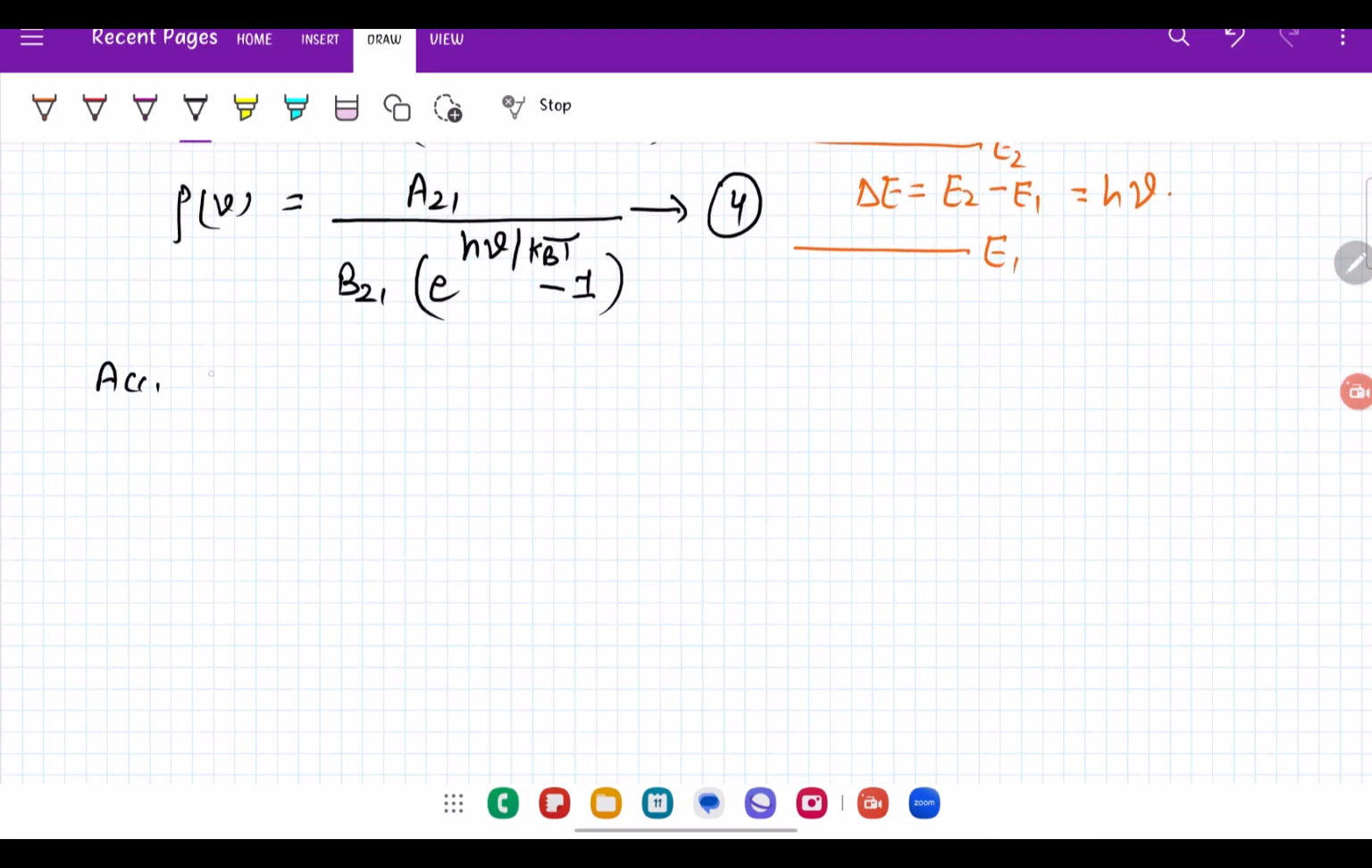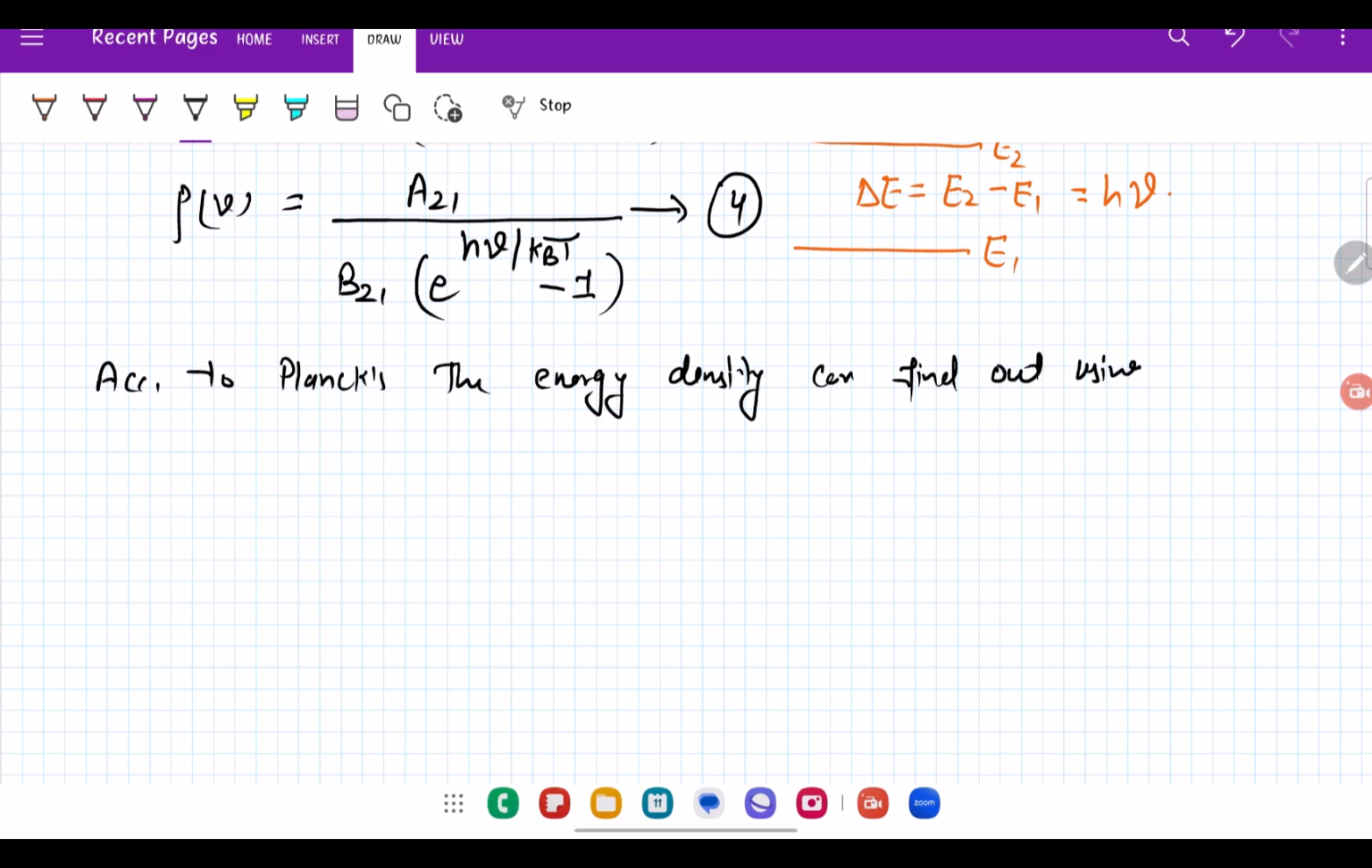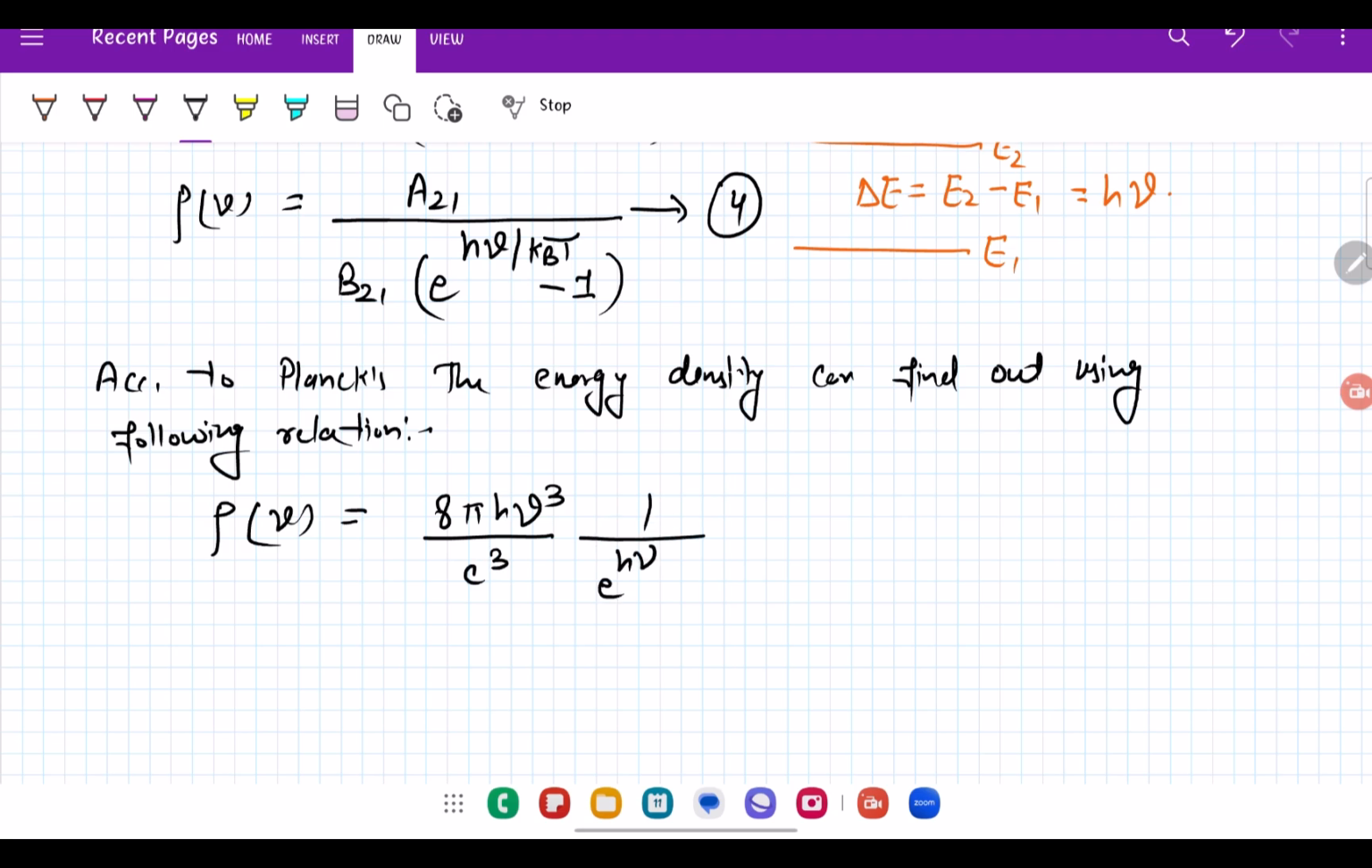Again, according to Planck's law, the energy density can be found by using the following relation. The energy density according to Planck's is equal to 8 pi h nu cubed over c cubed times 1 over exponential of h nu over kBT minus 1. This is equation number 5.